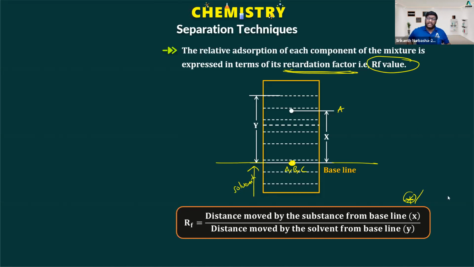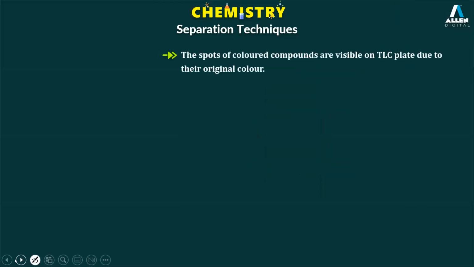If retardation factor is high, then what can you say? If RF value is equal to 1, then I can say that particular component and the solvent are moving at the same rate. So in that case, the adsorption of that particular component to the silica gel is the least. Is that point clear to you or not? Based on the retardation factor, you can estimate which substance went how far. Distance moved by the substance from baseline divided by distance moved by the solvent from baseline, that is RF.